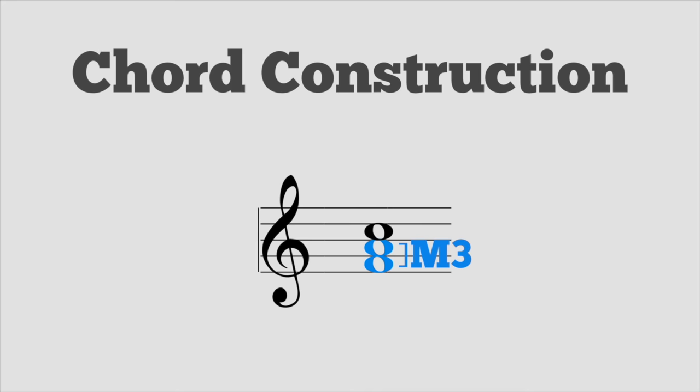Chord construction. The stacking of two third intervals produces triads. A major triad has a major third on the bottom and a minor third on the top. Between the two outer voices is a perfect fifth interval.